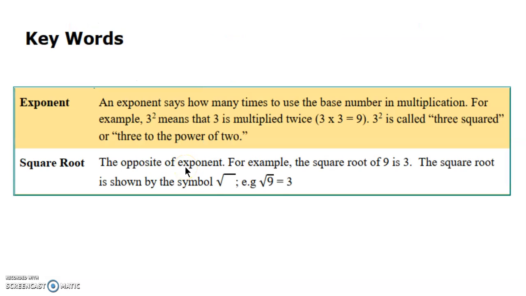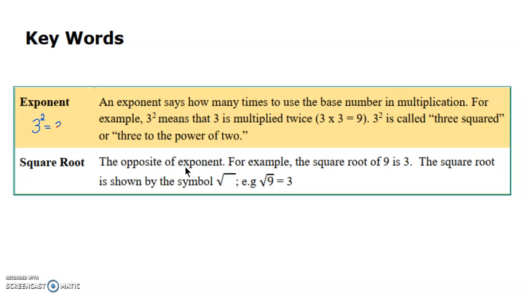So our key words for this lesson are the words exponent and square root, and they are inverse or opposite of one another. So the exponents, where we have that little guy up high, so like 3 squared. And 3 squared means 3 times 3, not 3 times 2, which sometimes when we're tired or we're just in a habit, we actually do, 3 times 2, which we should not do.